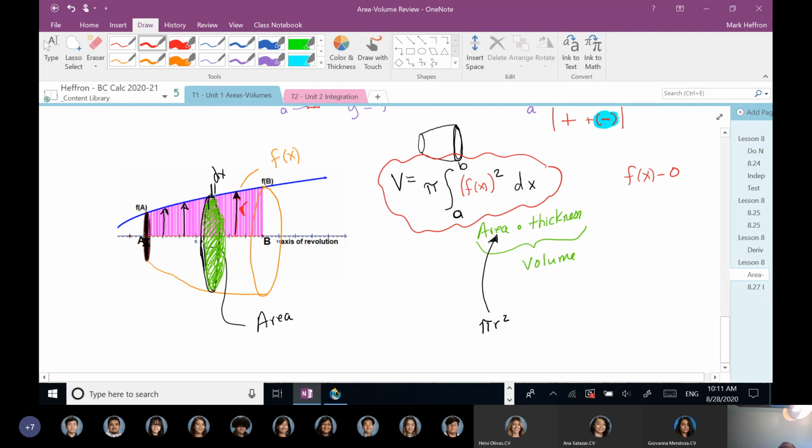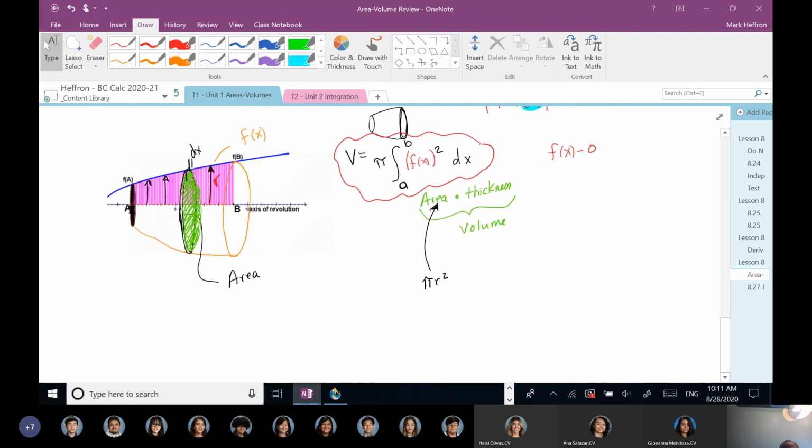The most important thing, though, as we think about reviewing volumes, this is what I want to make sure goes in your notes. Volume will always be the integral of some area times some thickness. That's all it can ever be. And so Raul picked it out, and probably others did too. The area in this case was the area of a circle, pi r squared.